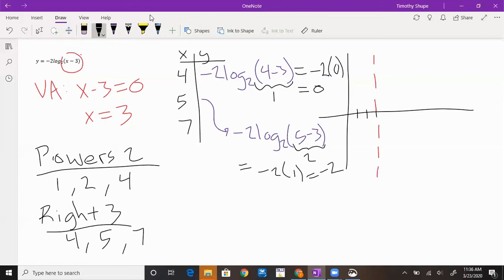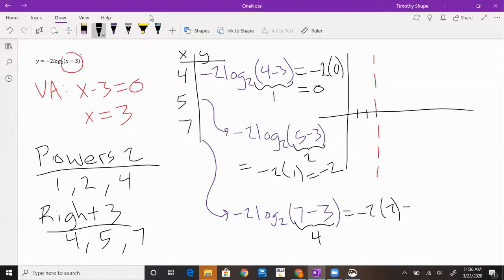And then this final one, if I plug in the 7, I'm going to come down to the very bottom. I've got a negative 2 times the log base 2 of 7 minus 3. If I evaluate that, the inside of this is going to equal 4. The log base 2 of 4 is 2, so I end up getting negative 2 times 2, which gives me a negative 4 for the output.